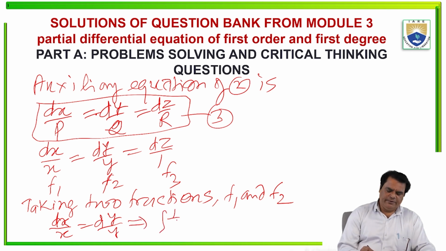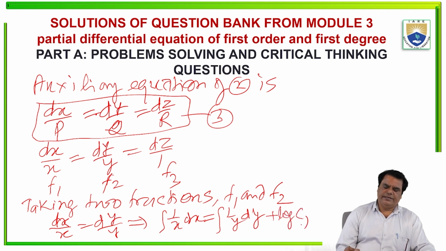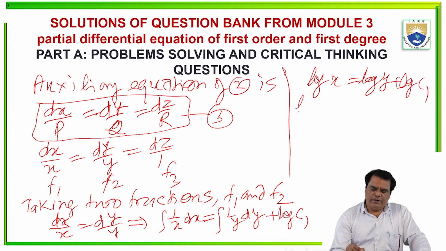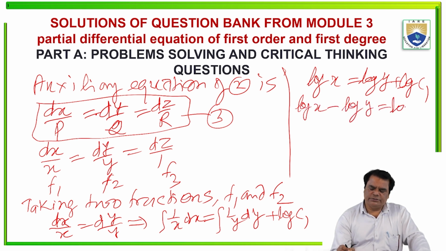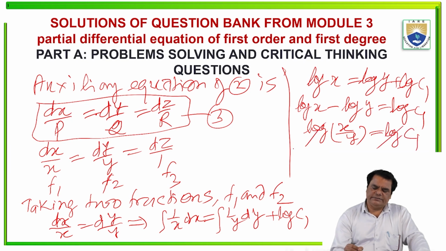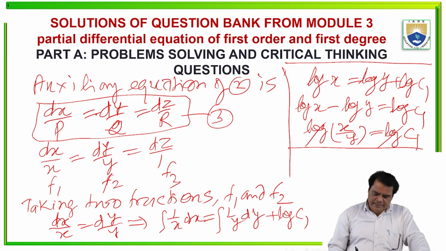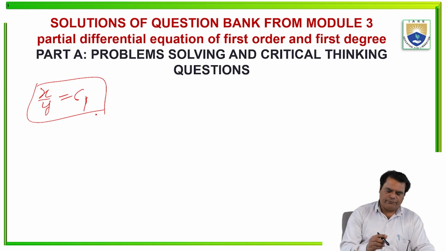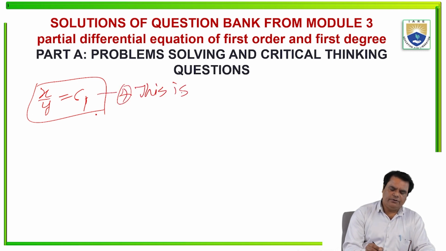Integrating on both sides, integral of 1 upon x dx equal to integral of 1 upon y dy, plus adding log c1, a constant. Now integrating, log x equal to log y plus log c1, where c1 is an arbitrary constant. Now log x minus log y equal to log c1. Applying the formula of log, log of x upon y equal to log c1. The logs cancel. Then we write x upon y equal to c1. This is equation 4, this is solution 1.